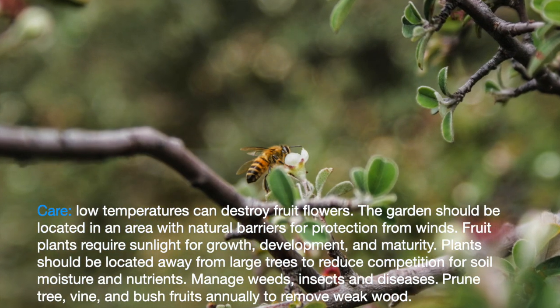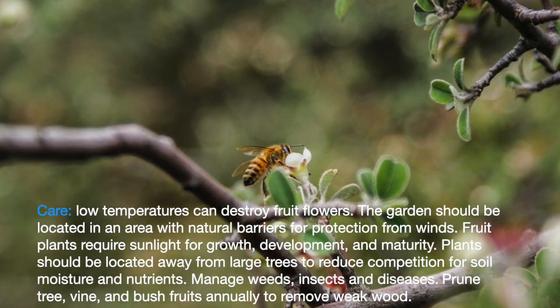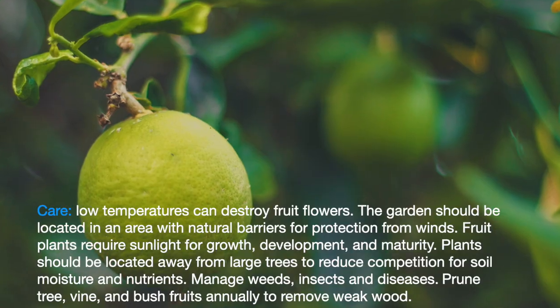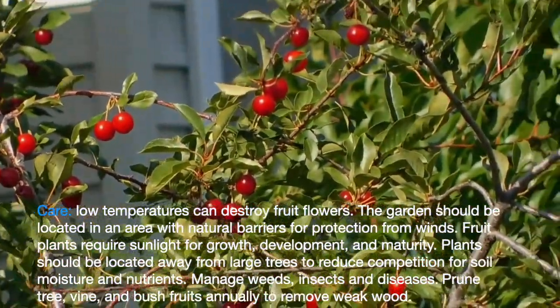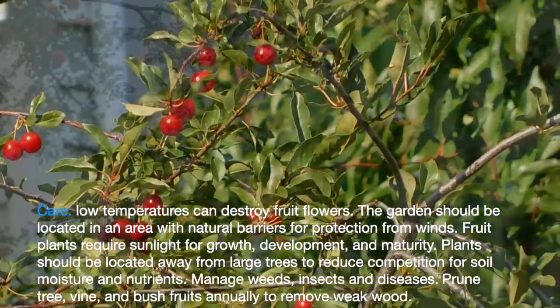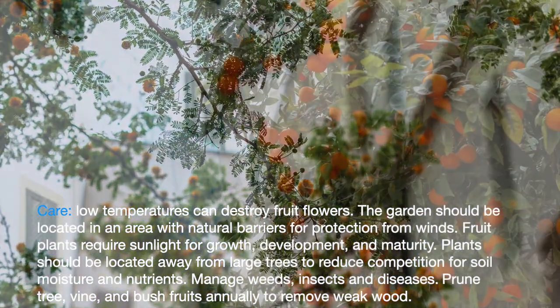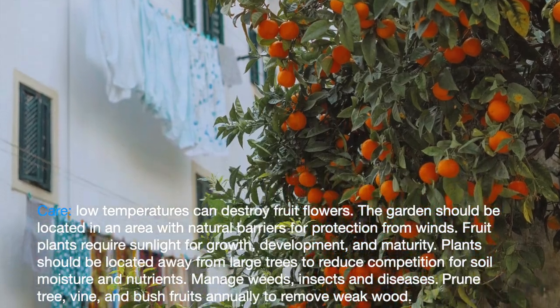Care. Low temperatures, especially during bloom in early spring, can destroy fruit flowers, reducing or eliminating the crop for the season. The fruit garden should be located in an area with natural barriers or buildings for protection from cold north winds and south summer winds.